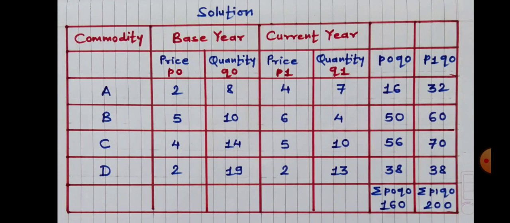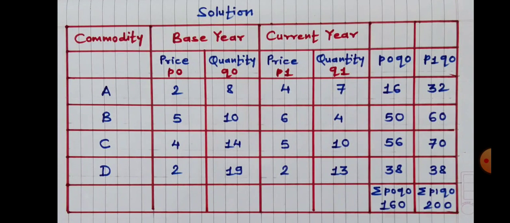So P0 Q0 means P0 multiplied by Q0. It means prices in the base year multiplied by quantities in the base year. So 2 into 8, how much? 16. 5 into 10 is equal to 50. 4 into 14, 56, and 2 into 19, 38.